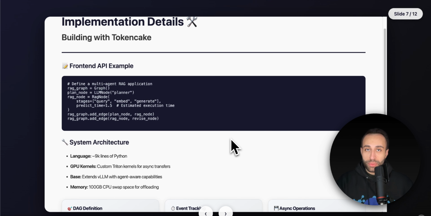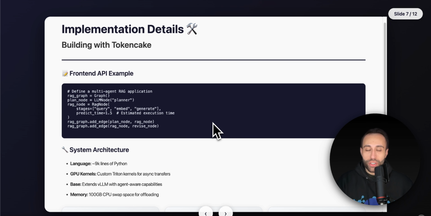Now in regards to implementation, what they added in their paper is that TokenCake has a front-end API to create a DAG out of your agent to understand what is a critical agent, and all those space and time schedulers that we discussed. So to give you a pseudocode example, you need to specify this DAG of your agentic solution by yourself.